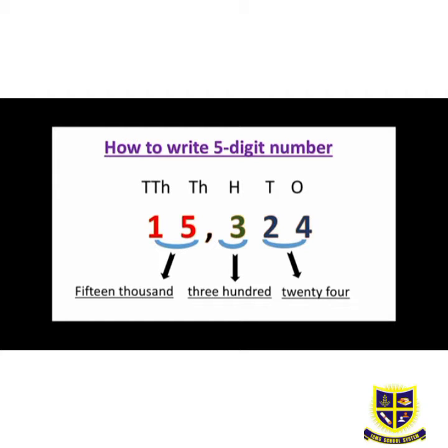How does it help us? It helps us by making it easy to read the number. How? I can see there is a comma after 15, so immediately I can say that it is 15,000 and then 324. So the number is read as 15,324.